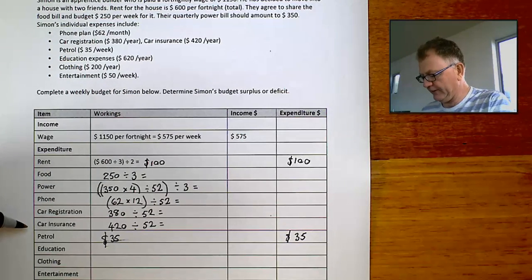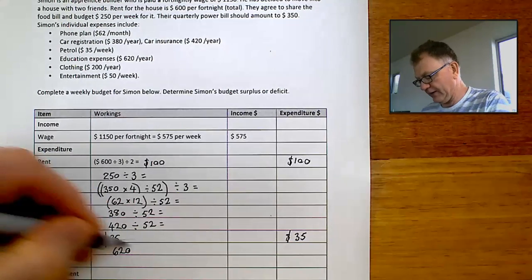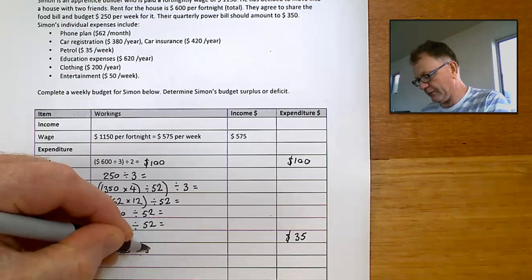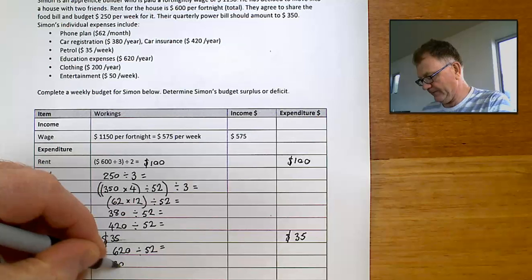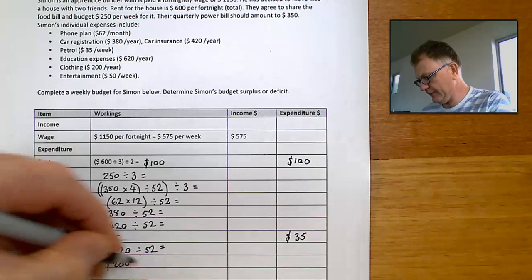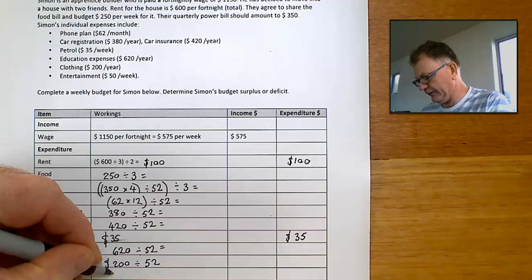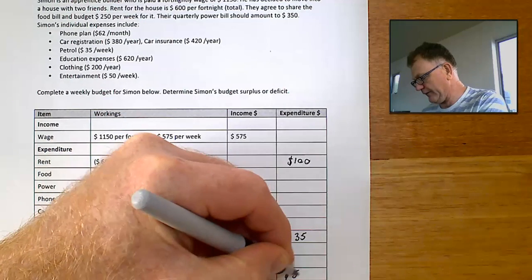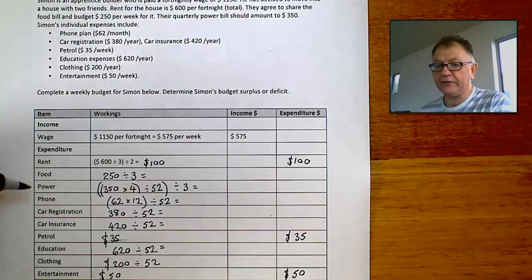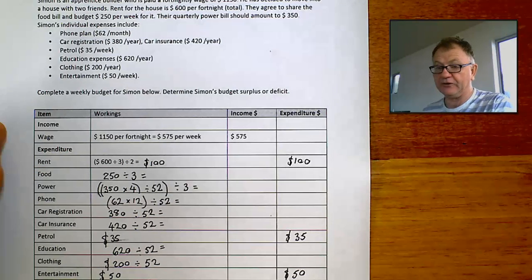Education expenses, $620 for a whole year. Divide by 52 to get a weekly amount. Clothing is $200 a year. Divide by 52. And entertainment is already presented as a weekly amount. I'll put it over here. Now, I'm just going to pause the recording for a moment. You might like to work these out and see if you can come up with Simon's total expenditure for the year.